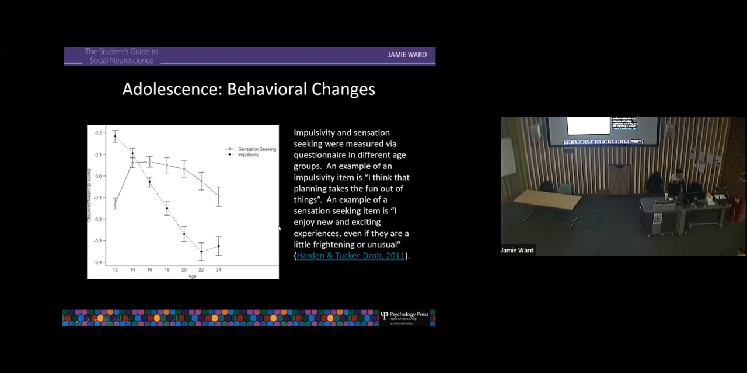What you do find changing, and these are questionnaire measures, is that impulsivity is something that characterizes children more than adolescents. So this is impulsivity here. An impulsivity item in this questionnaire is, I think that planning takes the fun out of things. Okay, so this is something that just appears linearly over time.